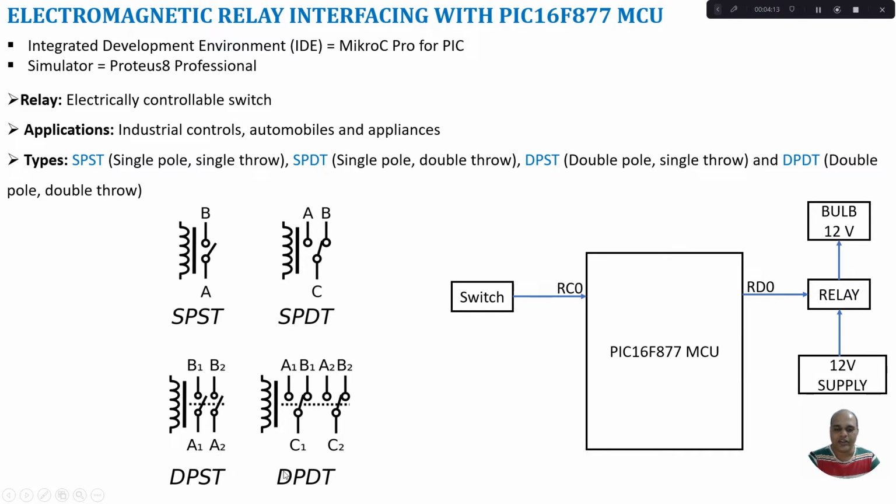And the last one is double pole double throw. So here also we can connect 2 devices and these 2 devices can be controlled simultaneously. So we can connect the power supply to C1 and C2 and we can connect the appliances to A1 and A2. So whenever the coil is excited, the switch C1 will get connected to A1, C2 will get connected to A2, thereby powering on your devices connected to A1 and A2. So these are the 4 types of relays.